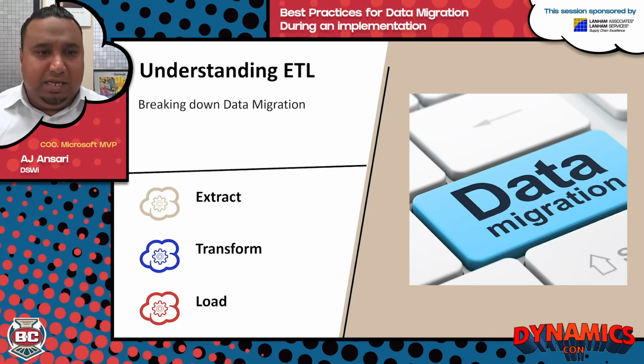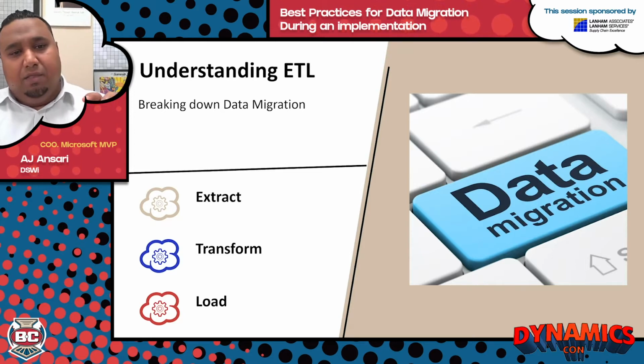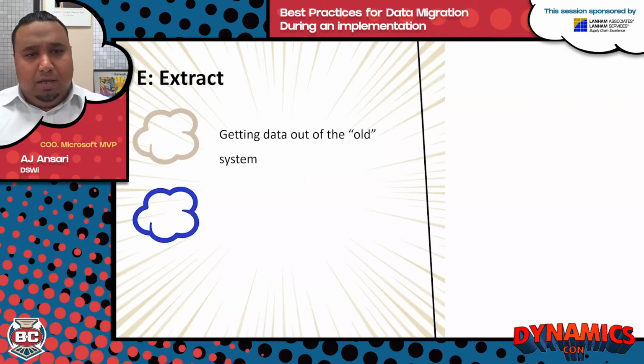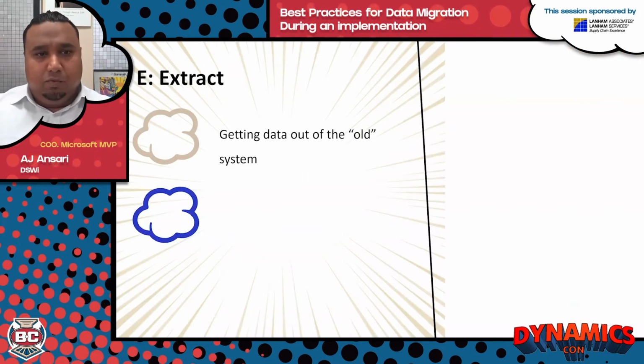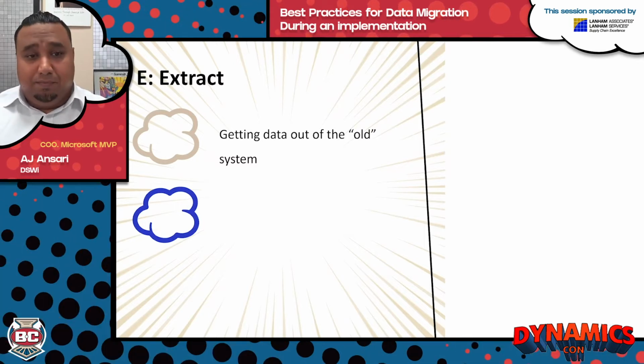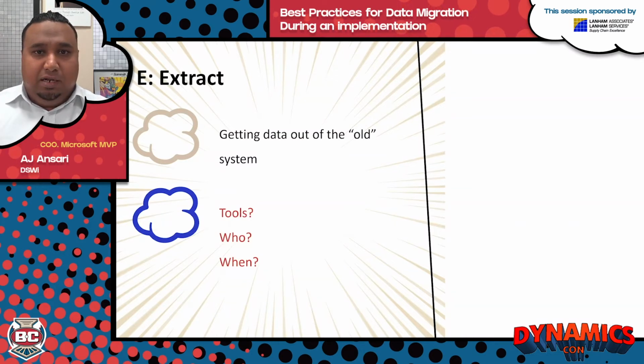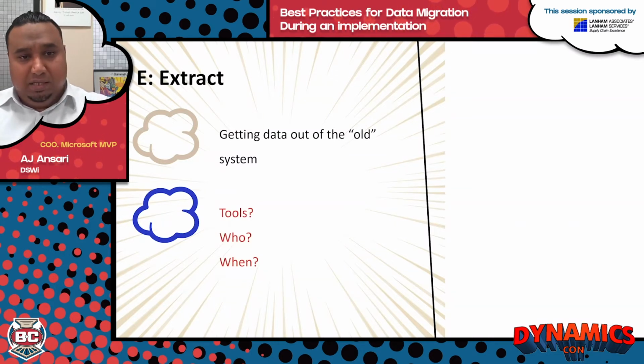And as simple as it is, I figure it still warrants a little more discussion, because there is the who, the when, and so on. So let's start off with extract. So you want to get data out of your old system, right? That's the extract part, real simple. How are you going to do it? What are the tools, the who, the when? And now it comes down to who the you is in this equation.